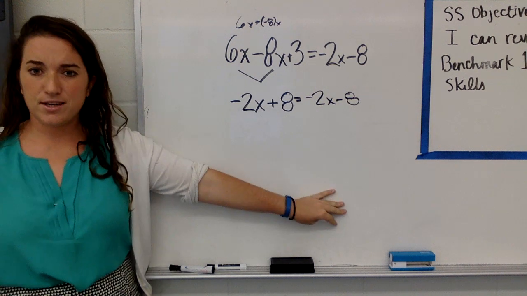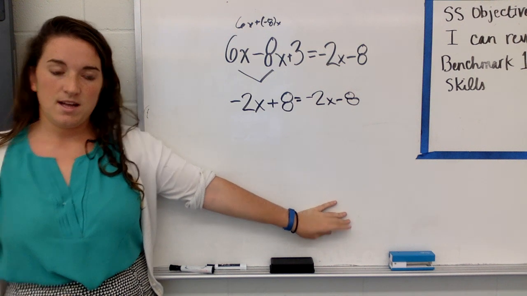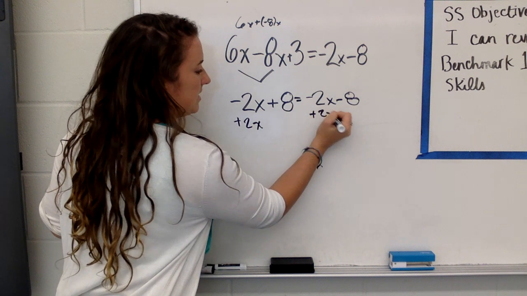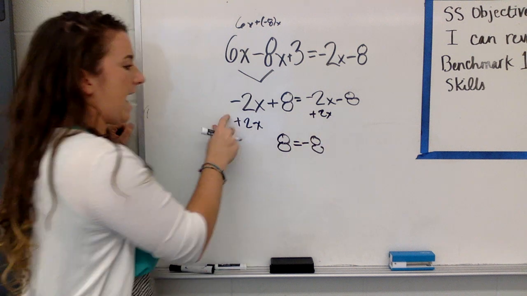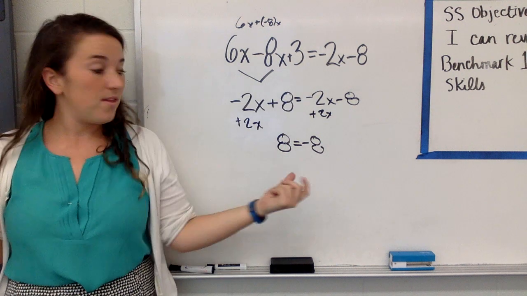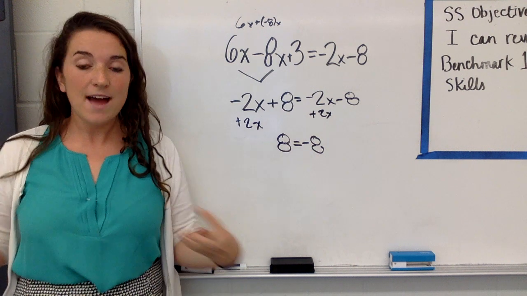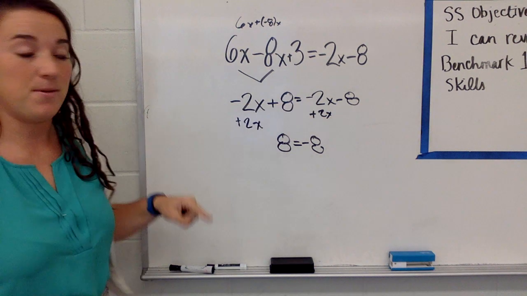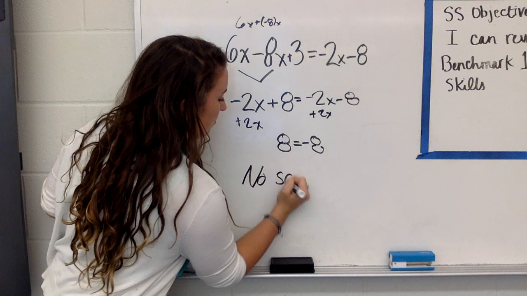Does anybody know the answer to this already? Is it one solution, no solution, or infinite solution? Let's continue solving to double check. So if you add 2x to both sides, you end up with 8 equals negative 8. I added 2x to get rid of the minus 2x, but that ended up canceling out both of them, so I got 8 equals negative 8. Is this ever true? Does 8 ever equal negative 8? No, so don't get tripped up because they look similar. It's not infinite solutions. The answer is no solution.